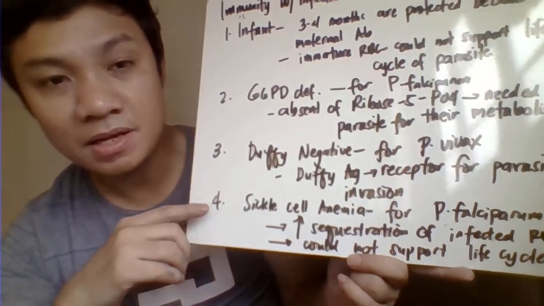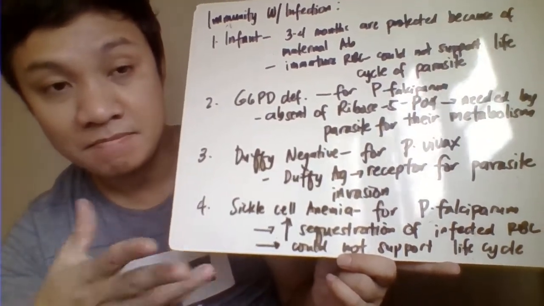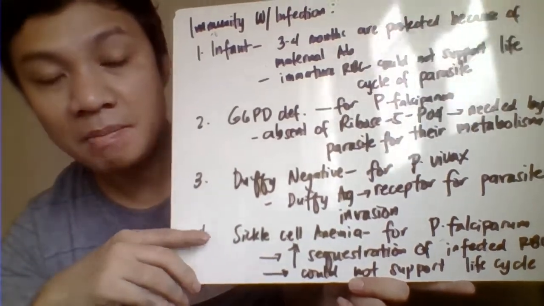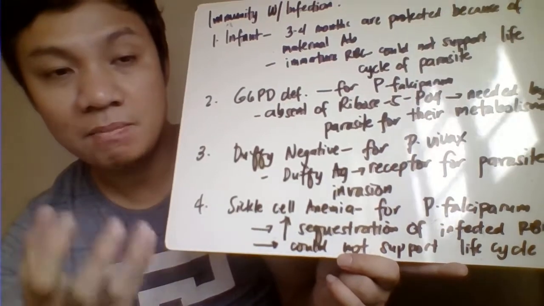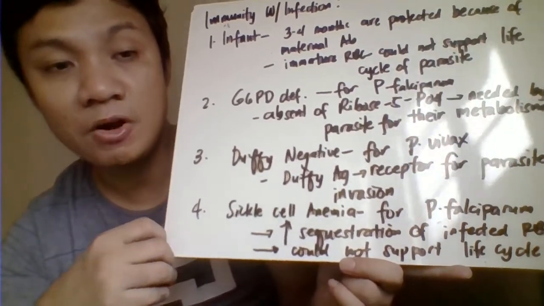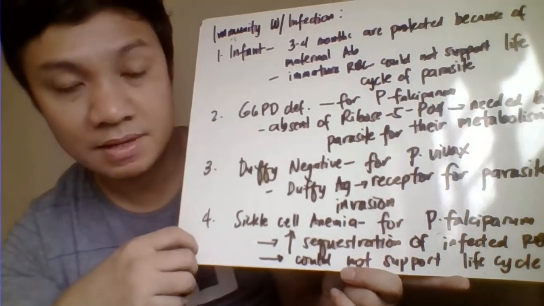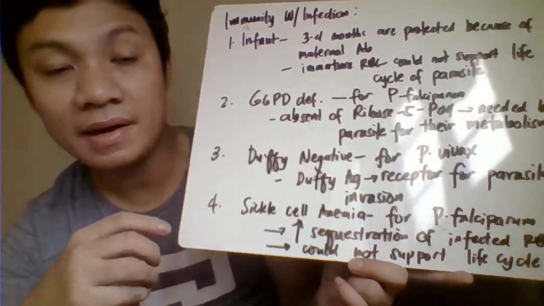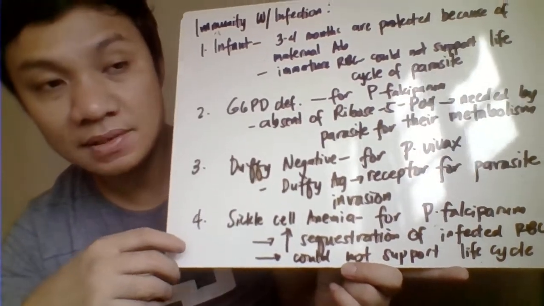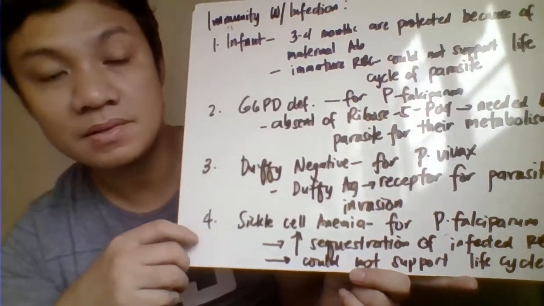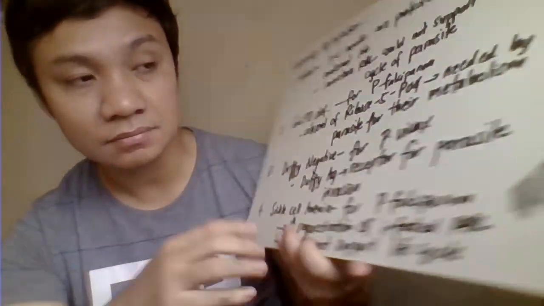Sickle cell anemia, so that also provides protection against Plasmodium falciparum. Sickle cell anemia would have red cells with abnormal morphology, because one would have the C, the S shape. And remember that red cells having abnormal morphology are most likely sequestered as the blood is delivered to the spleen. The spleen will try to kill them because they have abnormal morphology. The red cell here is not normal in shape, and therefore it would not be able to support the life cycle of the parasite. The parasite, Plasmodium falciparum, will die.